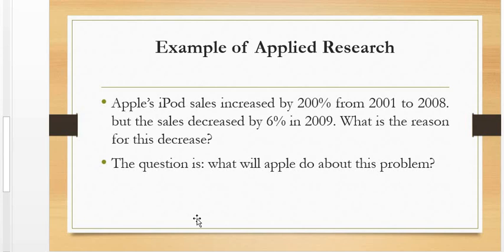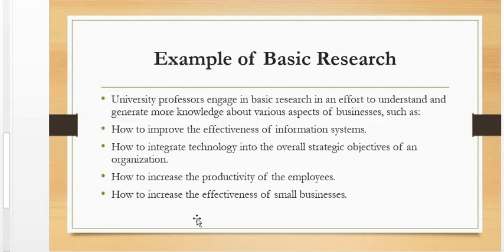So let's discuss with examples. The applied research example: Apple iPod sales increased by 200% from 2001 to 2008, but the sales decreased by 6% in 2009. So here's the problem. What is the reason why sales have decreased? If Apple is going to conduct a study or hire a consultant and tell them to provide a solution to this problem, it's going to be applied research.